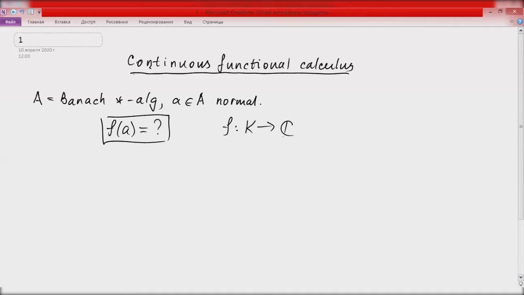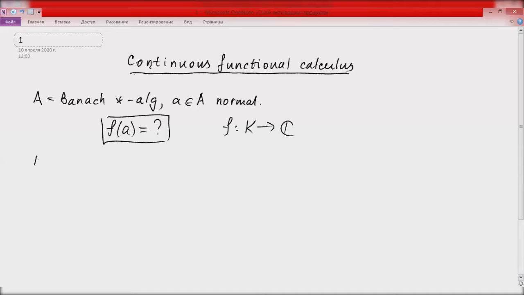Of course, if f is a polynomial, then f of a is already defined. Also, probably you know that if f is, for example, the exponential function, then f of a can be defined by a suitable power series. So what we want to do is to extend this expression to more general continuous functions, which are not necessarily given by convergent power series.